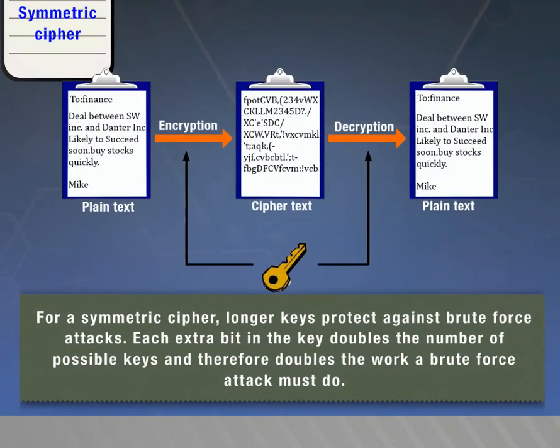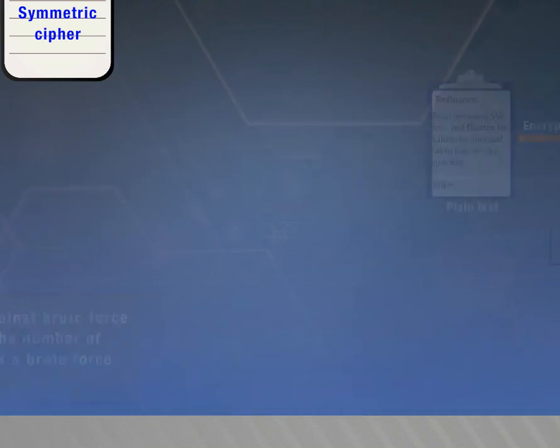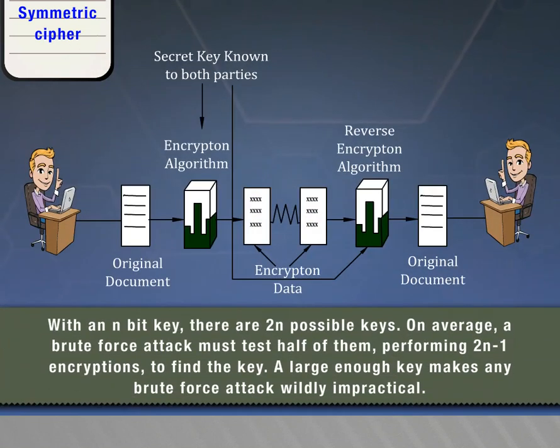For a symmetric cipher, longer keys protect against brute force attacks. Each extra bit in the key doubles the number of possible keys and therefore doubles the work a brute force attack must do. With an n-bit key, there are 2^n possible keys. On average, a brute force attack must test half of them, performing 2^(n-1) encryptions to find the key. A large enough key makes any brute force attack wildly impractical.